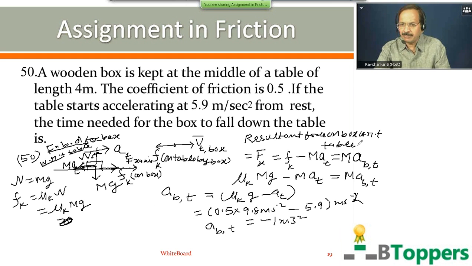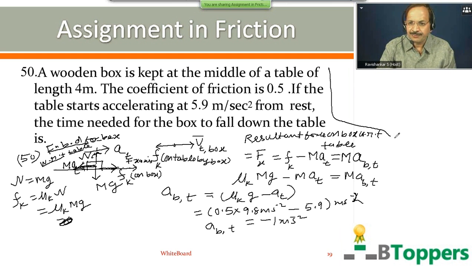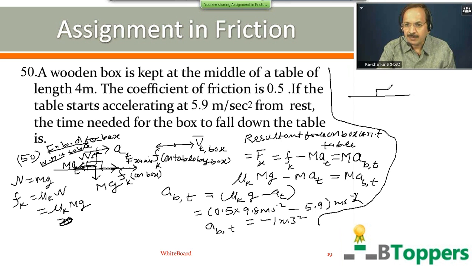So the box is initially at the middle of the table here. That means the distance of the box from each edge of the table will be half of the length of the table. This is the surface of the table here I have shown. Of course, I have not shown the legs of the table. They will be present, but I have not shown them in the figure.